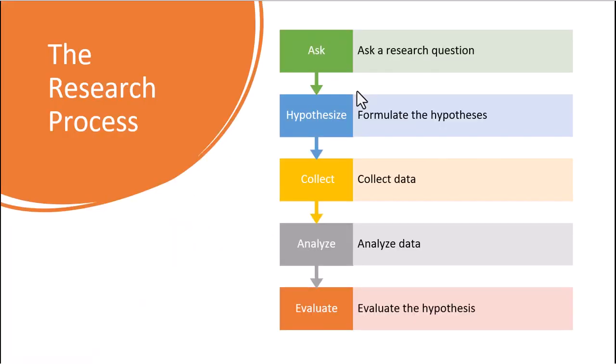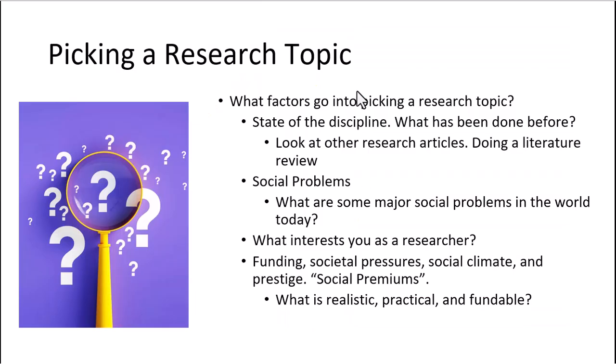In general, the research process is going to start with us picking a topic and asking a question. Then we are going to formulate the hypothesis, which is an answer to a research question, collect data to help test our research question and hypothesis, analyze that data, and evaluate whether our hypothesis was correct or not. Let's start with picking a research topic.